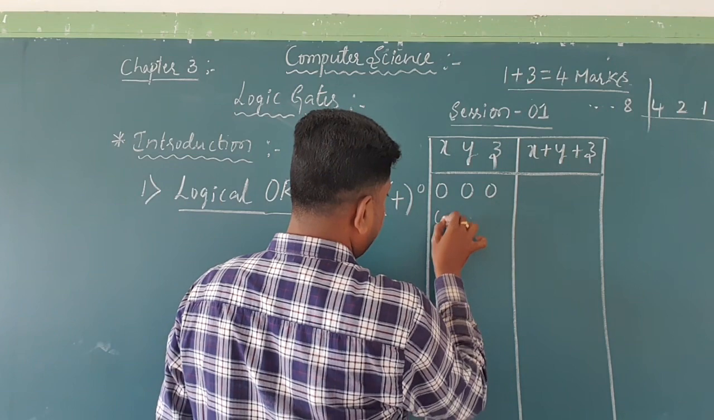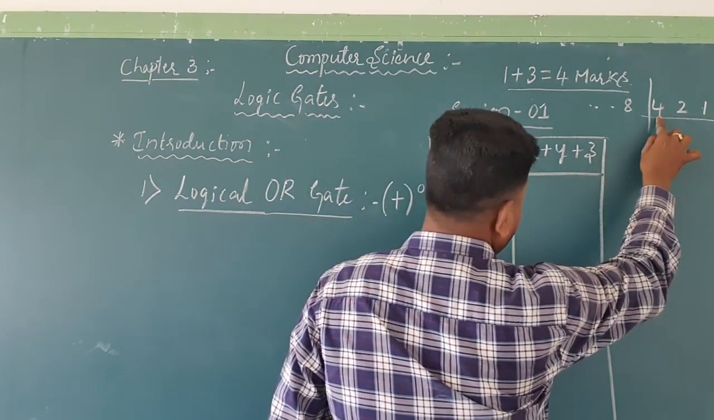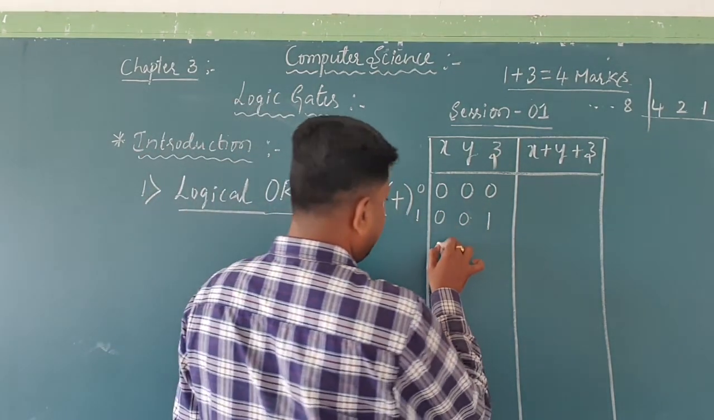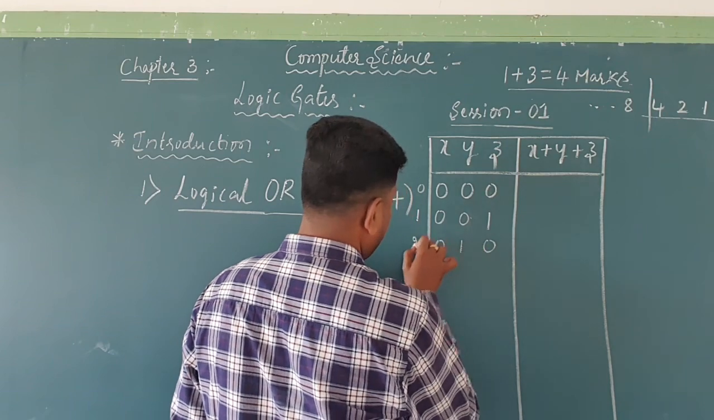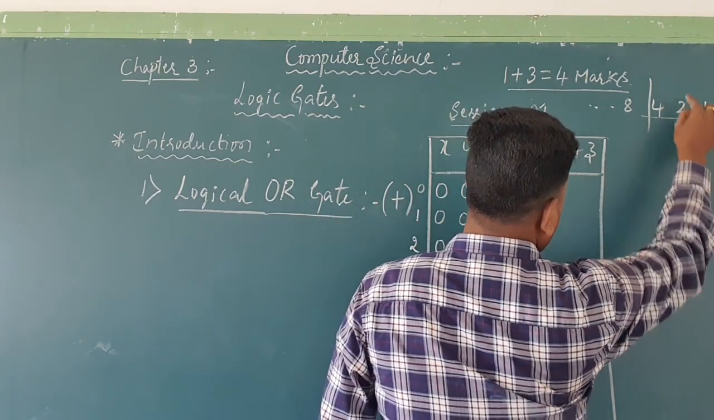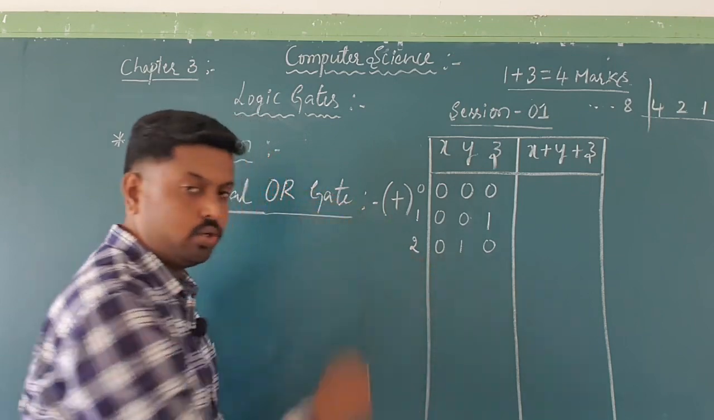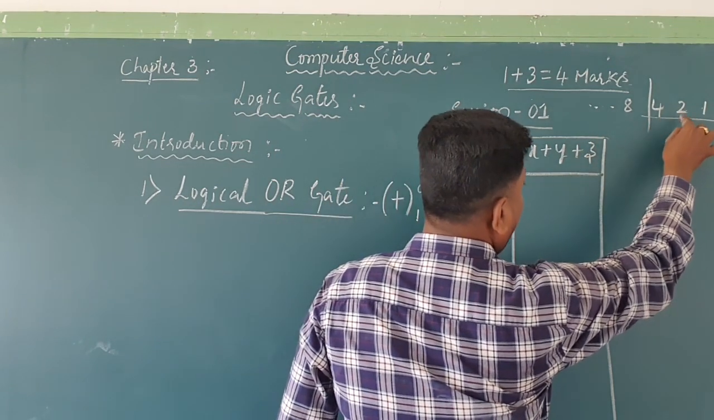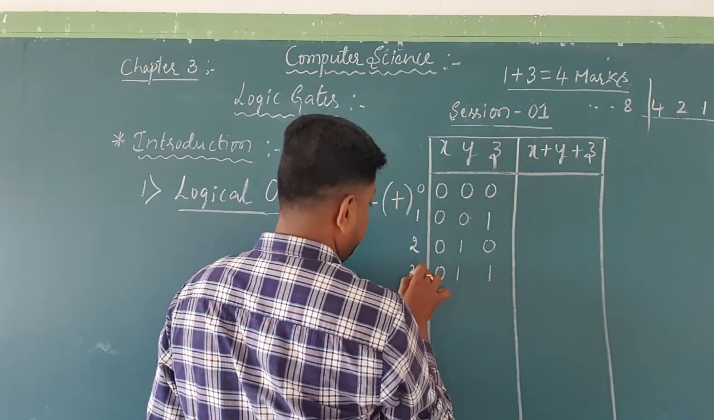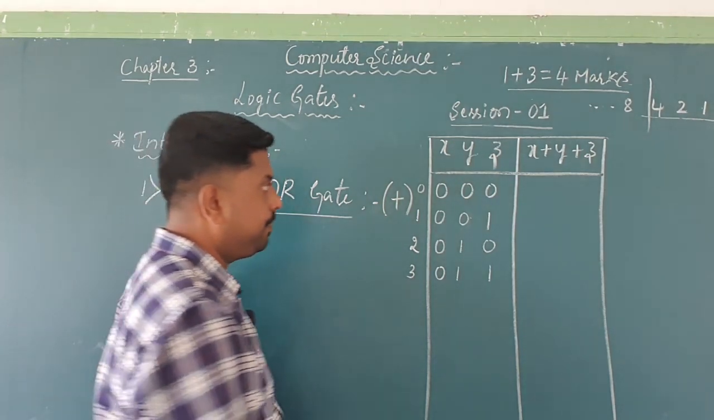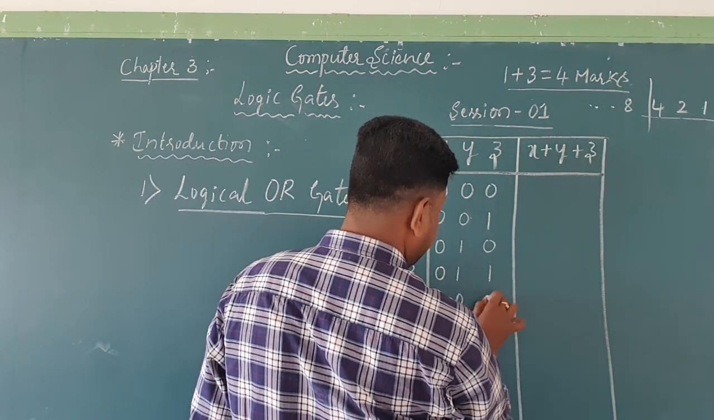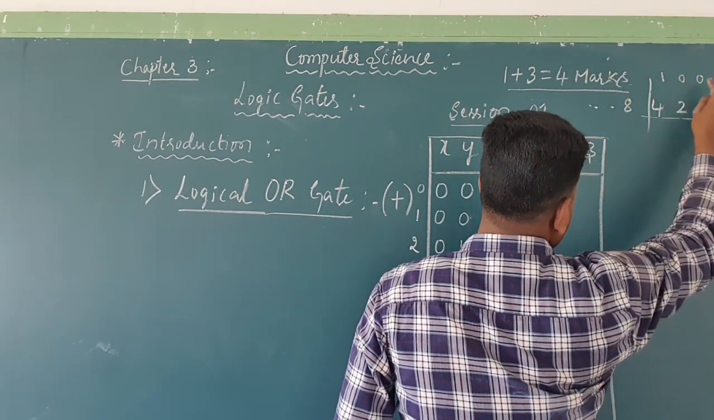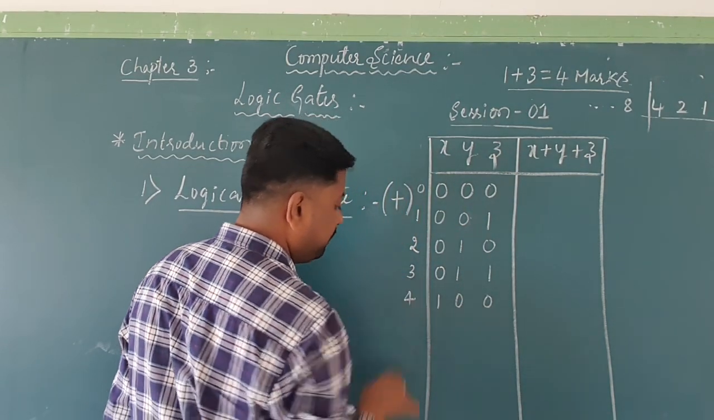0, 0, 0. 0, 0, 1. Remember, 0, 0, 1, that should be 1. Then 0, 1, 0, that is 2. Then 0, 1, 1: 2 plus 1, that is 3. Next, 1, 0, 0: 4 plus 0 plus 0, that is 4 only.